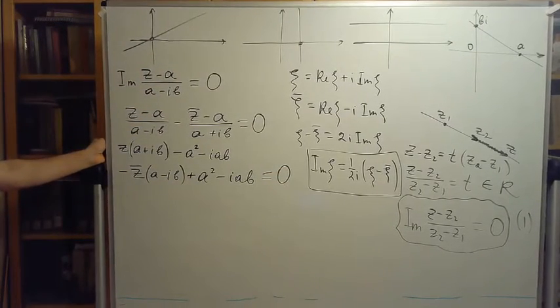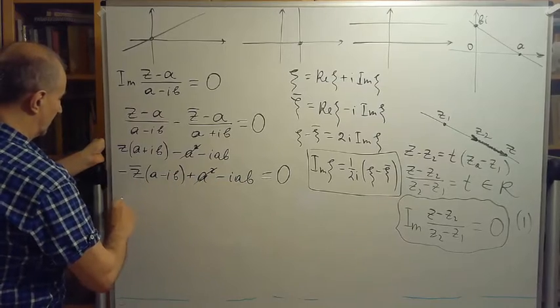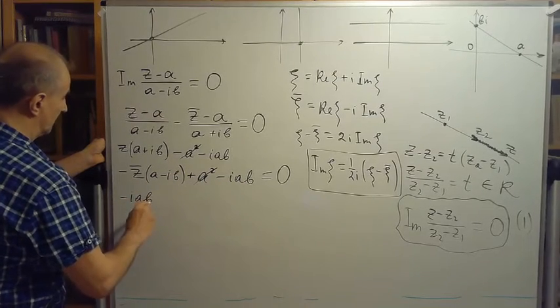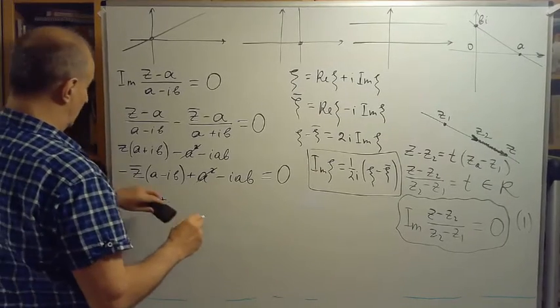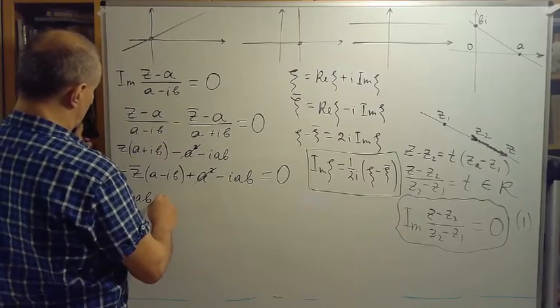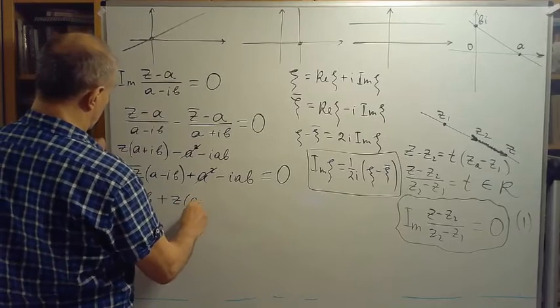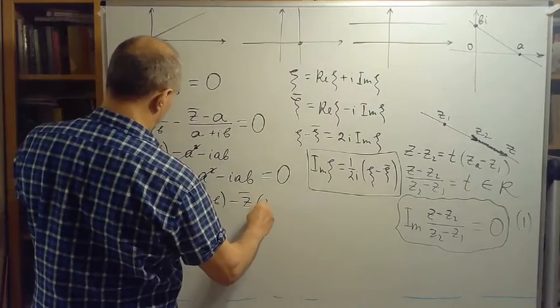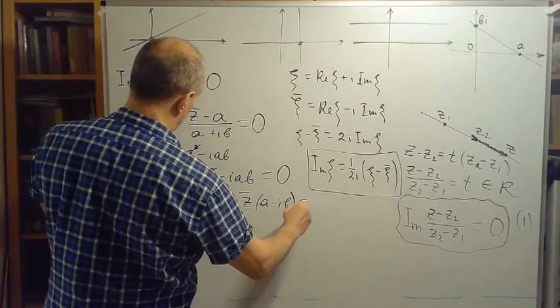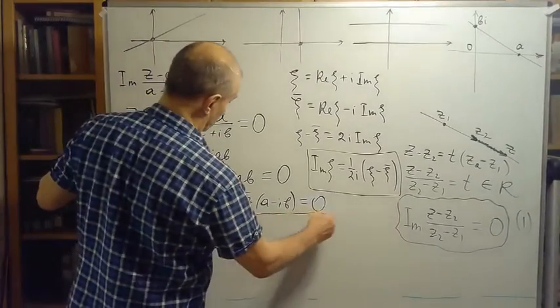That's our next equation. I will rewrite it again. I will first write a squared and negative a squared cancel each other. iab, negative iab, plus z a plus ib minus z conjugate a minus ib equals to 0. That's our equation of the straight line.